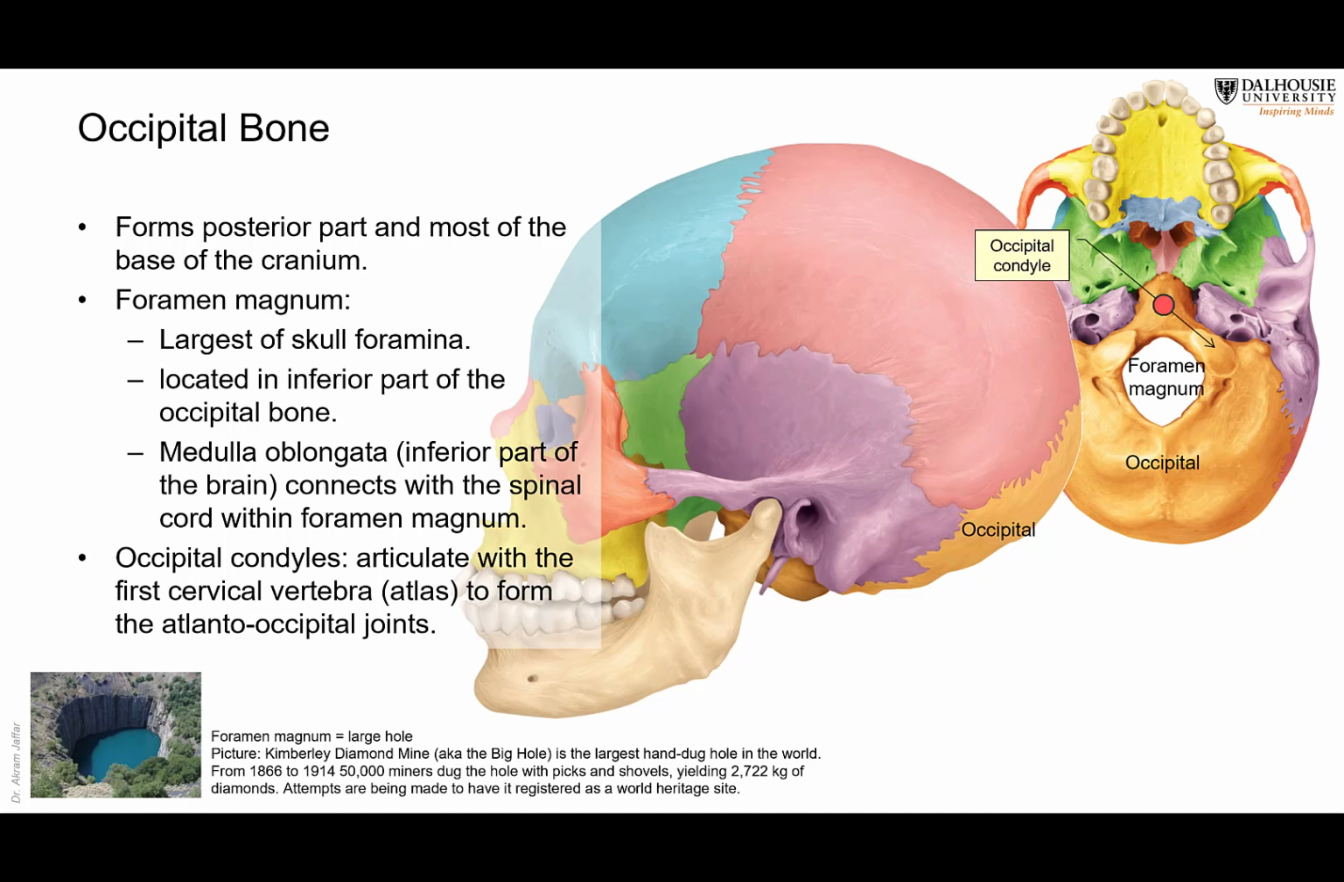But this one is the big foramen. That's why it's called the foramen magnum. It's the foramen where the brain, to be specific, the medulla oblongata of the brain, will be continuous with the spinal cord, because the spinal cord is present in the vertebral canal, which is located below from here down.